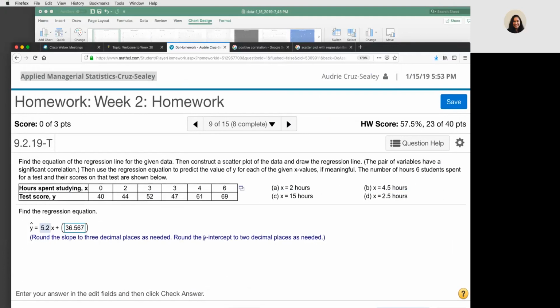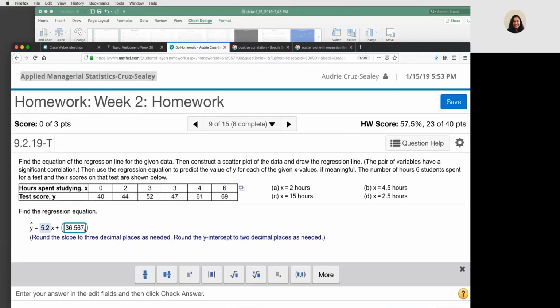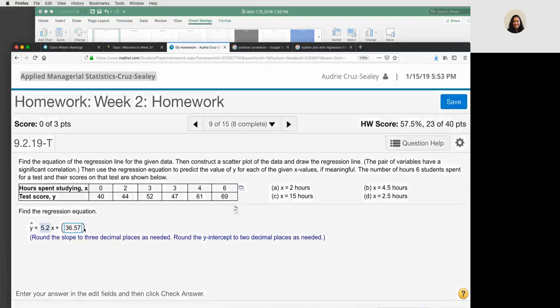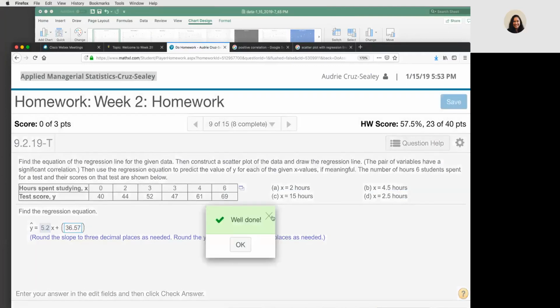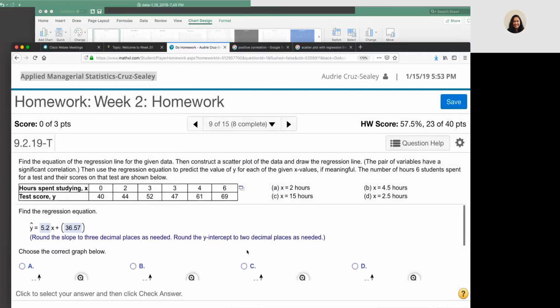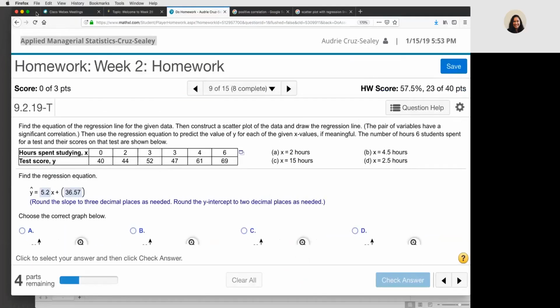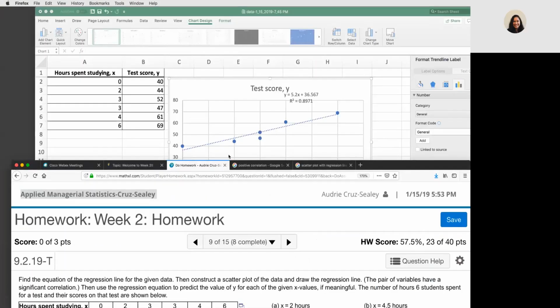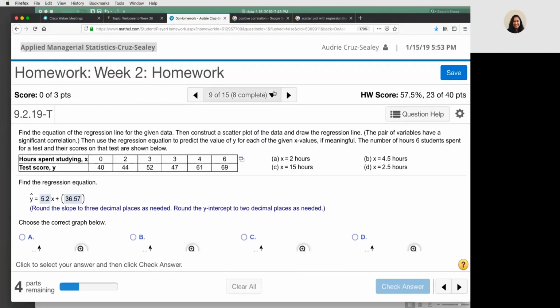See? Round the y-intercept to 2 decimal places. So it wants the slope to 3, but I didn't have 3, so it was just 5.200. But it wants the y-intercept to 2 decimal places, and I put 3. So it should be 36.57. There we go. Yeah, so that's just me not reading. So you want to make sure to read the blue fine print because it tells you what to round to. Is everybody okay with that? But isn't that a lot easier than trying to do it the longhand way?